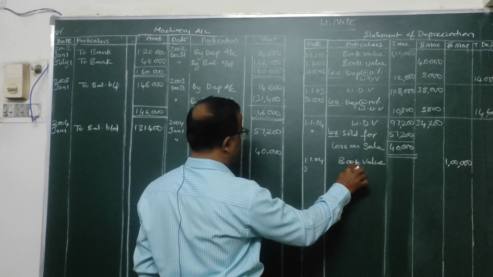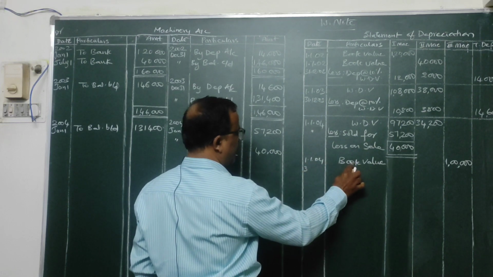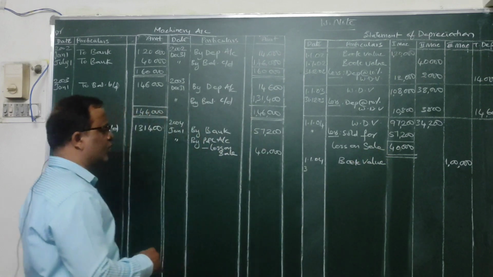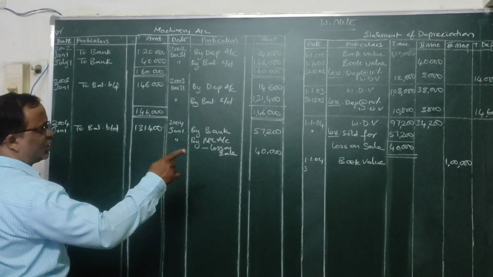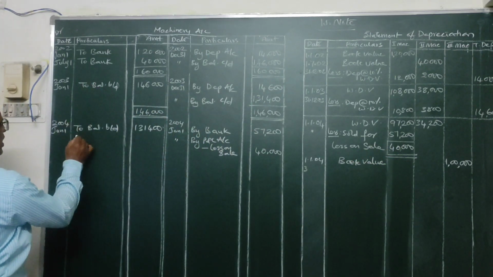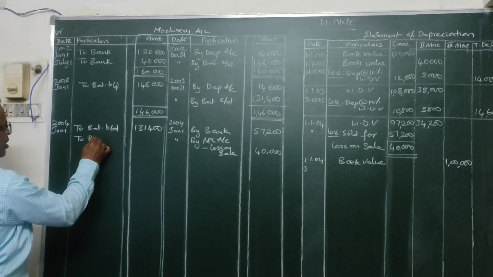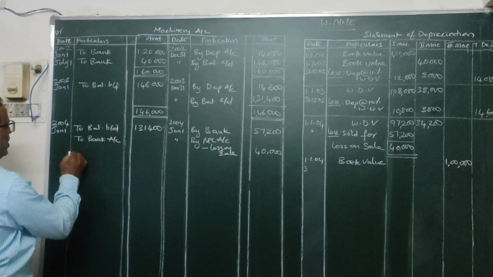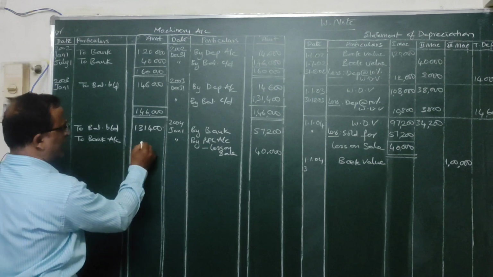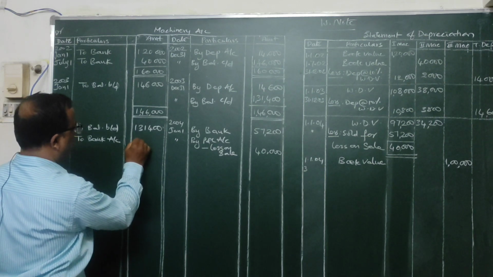That is what we are going to do. First of all, let's post this for this particular one. When he has purchased the machine for 1 lakh there, our postings will be, our entry will be when the machine is being purchased. Machinery account debit, bank account. He has purchased it for how much? For 1 lakh.